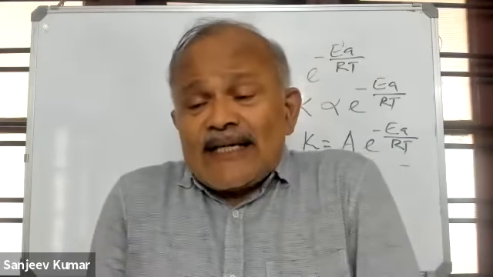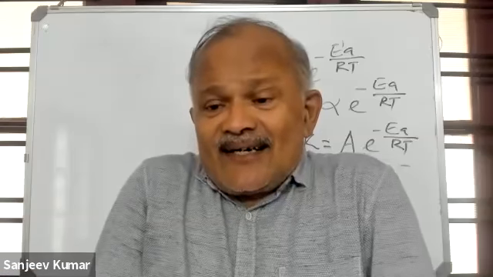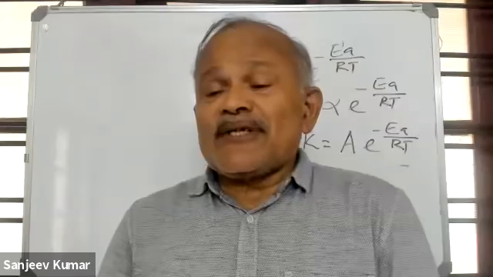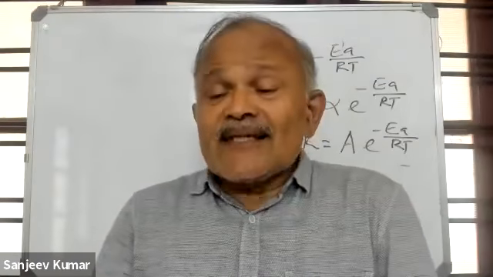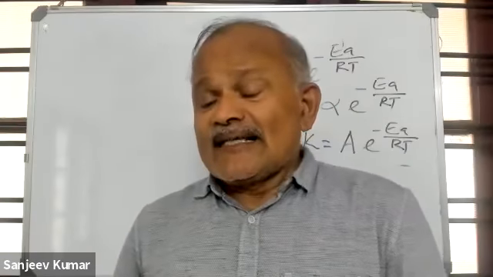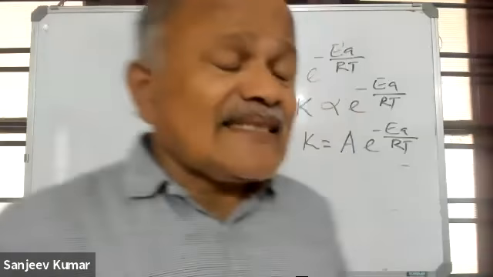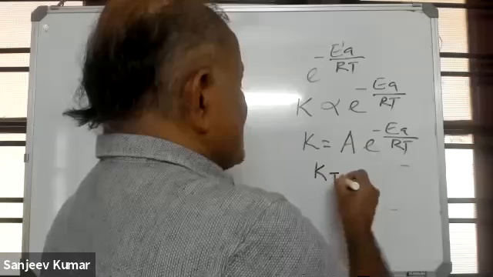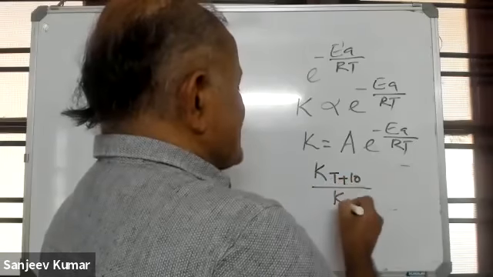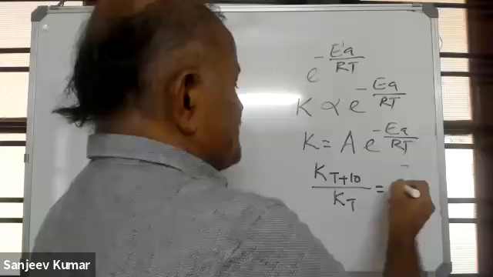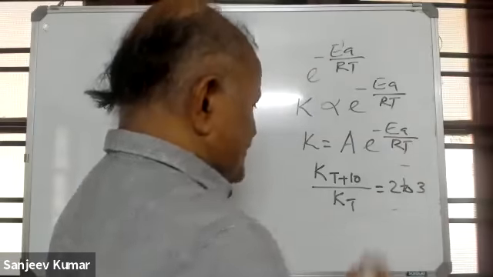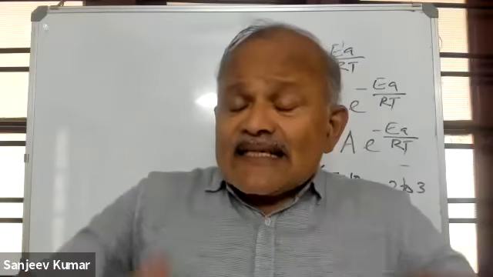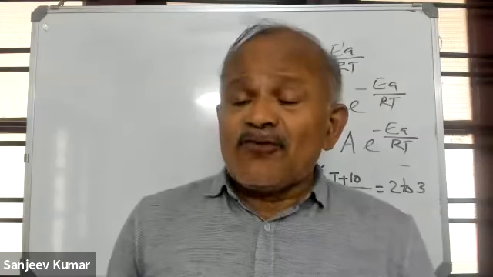If for a 10 degree rise, the rate doubles, that is, when going from 273 to 283 Kelvin, the rate is double. And such a relationship is known as the temperature coefficient. The rate constant at T plus 10 by the rate constant at T is known as the temperature coefficient. Its value is 2 to 3. That is, for every 10-degree rise in temperature, the rate is doubled or it increases by threefold.